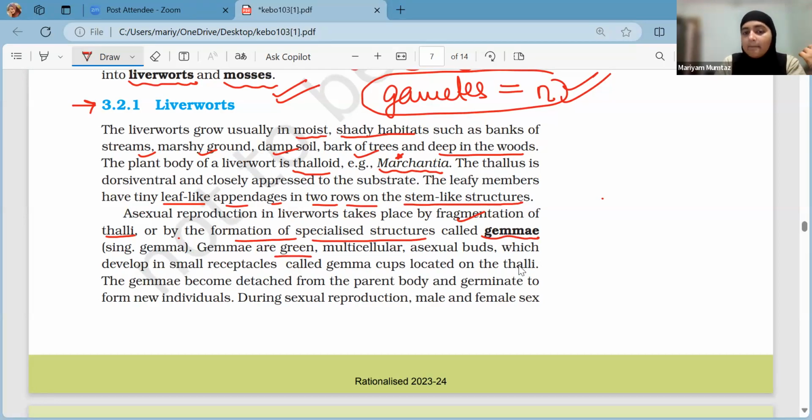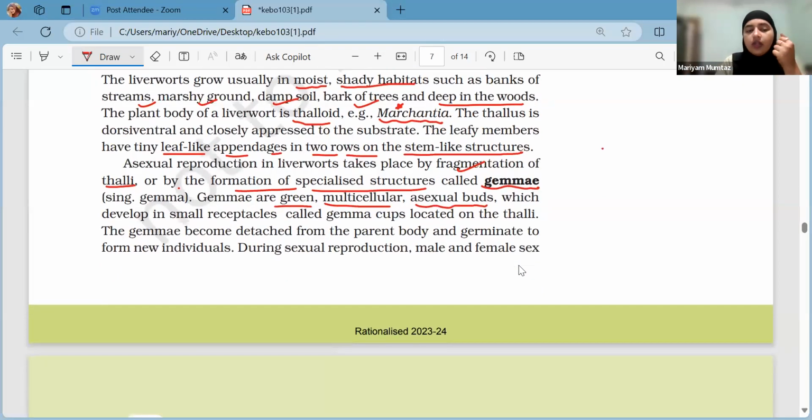These are green multicellular asexual buds, just like how conidia, asexual spores, were there, right? In the same way here, asexual buds are there, and those buds are called gemmae. Now these gemmae develop in small receptacles that are known as gemma cups. They are actually developed inside the gemma cups. Now, moving forward, the gemmae become detached from the parent body and germinate to form new individuals.